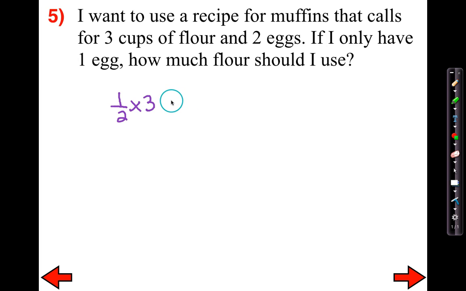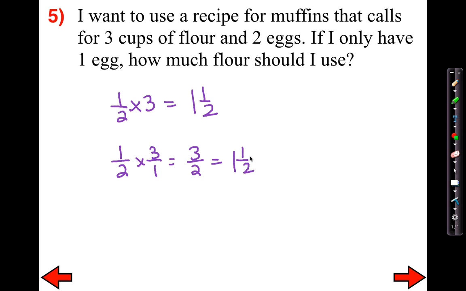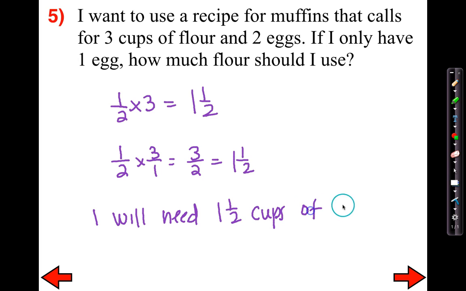Some of you can do that mentally and say, well, half of 3 is just 1.5. Now, if you can't do that in your head, simply multiply 1/2 times 3/1, and you would get 3/2, which will turn into 1.5. So the answer to the question, how much flour would you need if you only have 1 egg? I would say I will need 1.5 cups of flour.